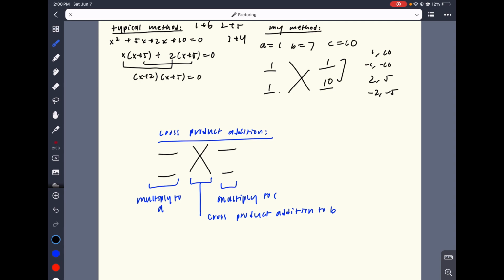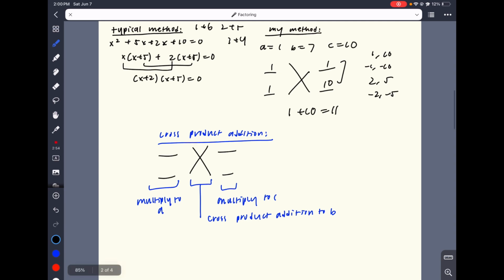And so when we do the cross product addition, we want it to multiply. So 1 times 1 is 1. And then 1 times 10, following the x, is 10. And we get 11. However, we want our product addition to add to b, which equals 7. And 11 is not 7. So let's try a different combination of numbers. We know that 1 and 10 don't work. And then negative 1 and negative 10 would just produce negative 11. So that also wouldn't work.